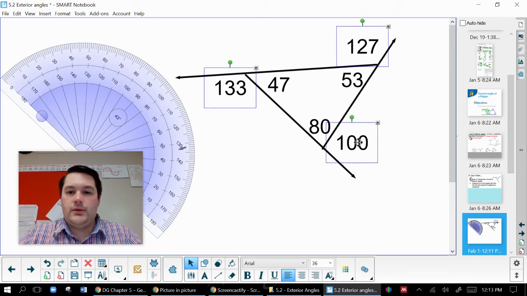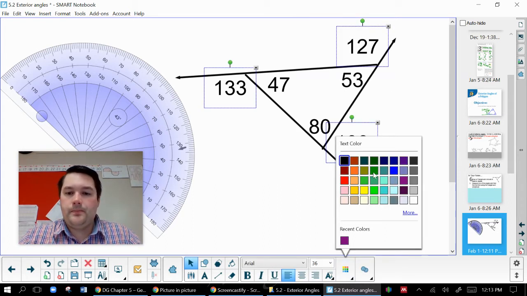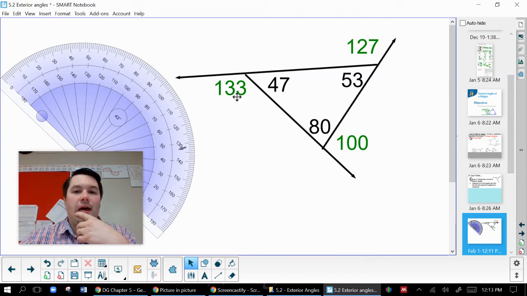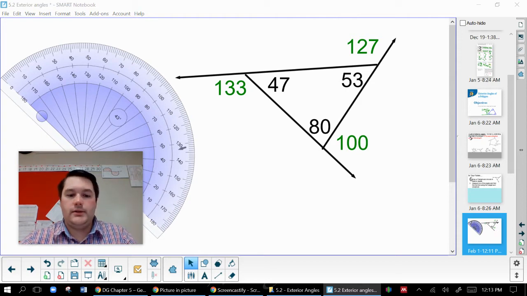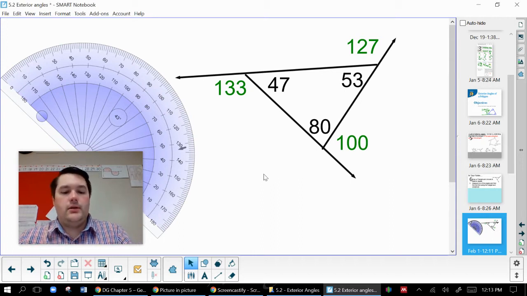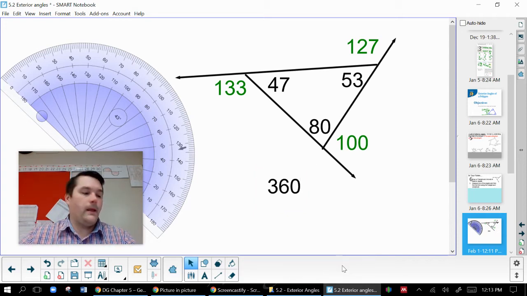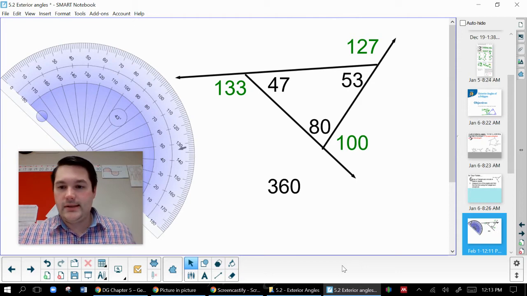I'm going to go ahead and highlight those in green. Those are the ones we're talking about. And so if I add all of those up, then I can figure out what the total for the exterior angles is. And we get 360 degrees. So we do that around the whole class. We hopefully find out that everybody's getting that same 360 degrees.